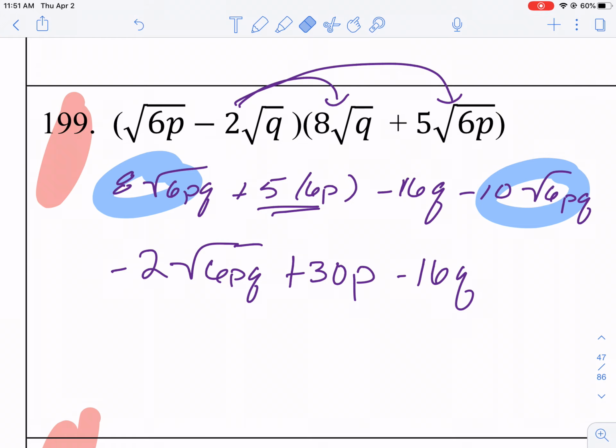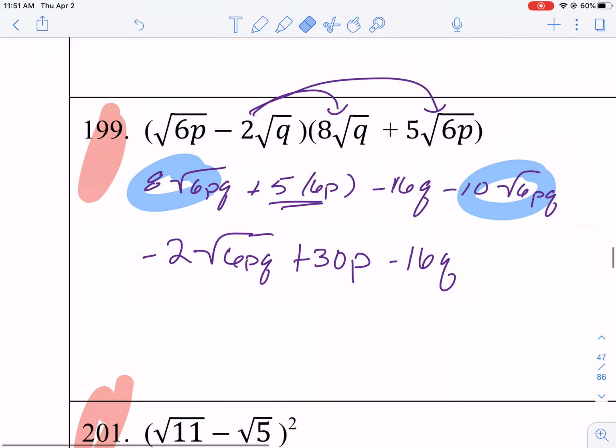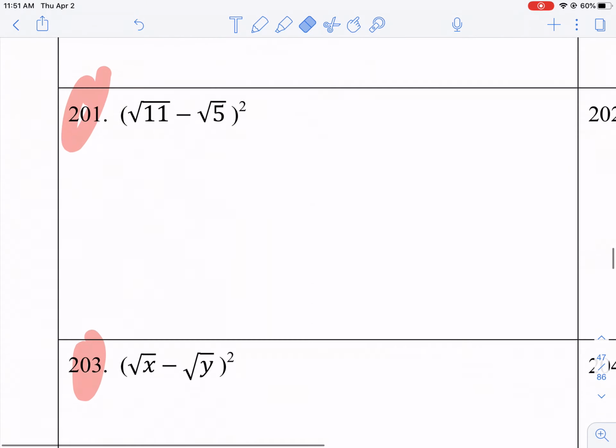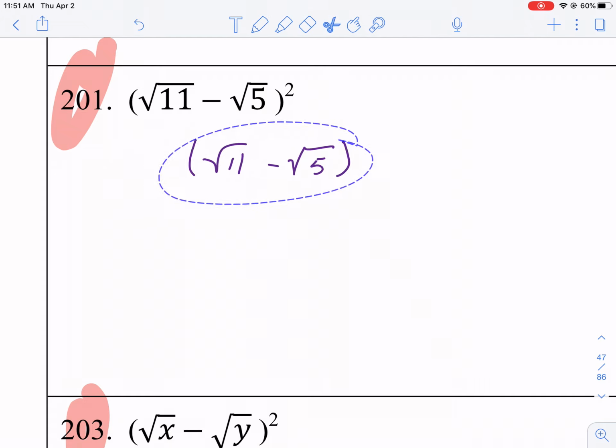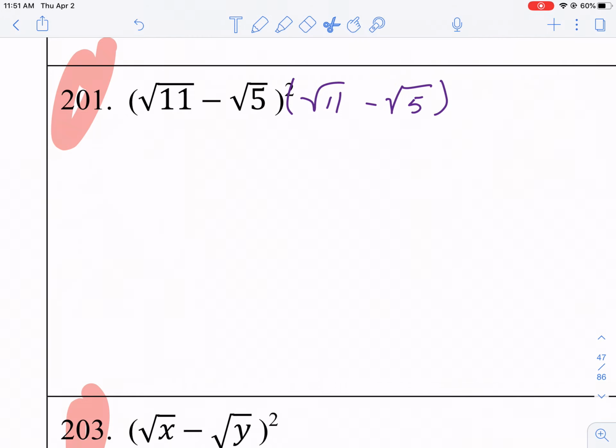They're becoming more of expressions versus terms, right? So they have multiple terms. Okay, this is not just 11 minus 5. You can't just square the square root of 11 and square the 5. So really what we're doing is we're thinking about it as being written twice. Right? Instead of a squared, it's being written twice.